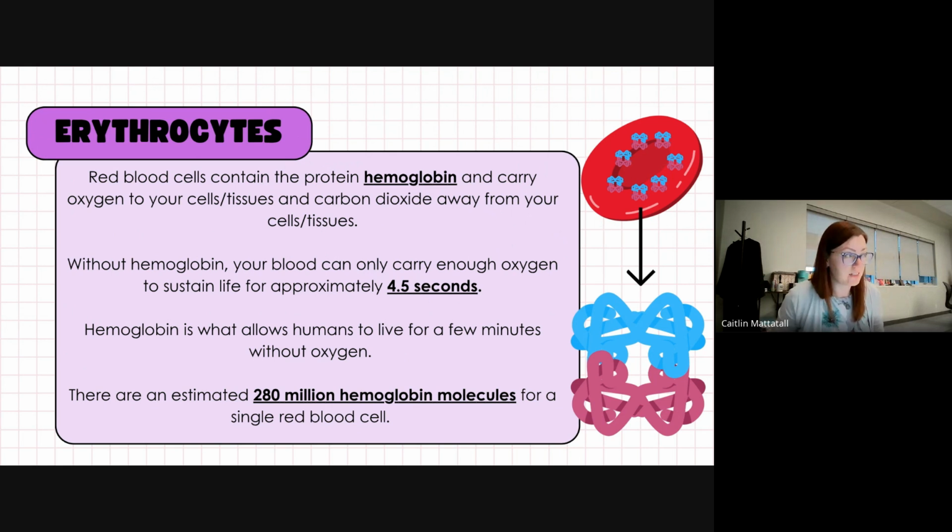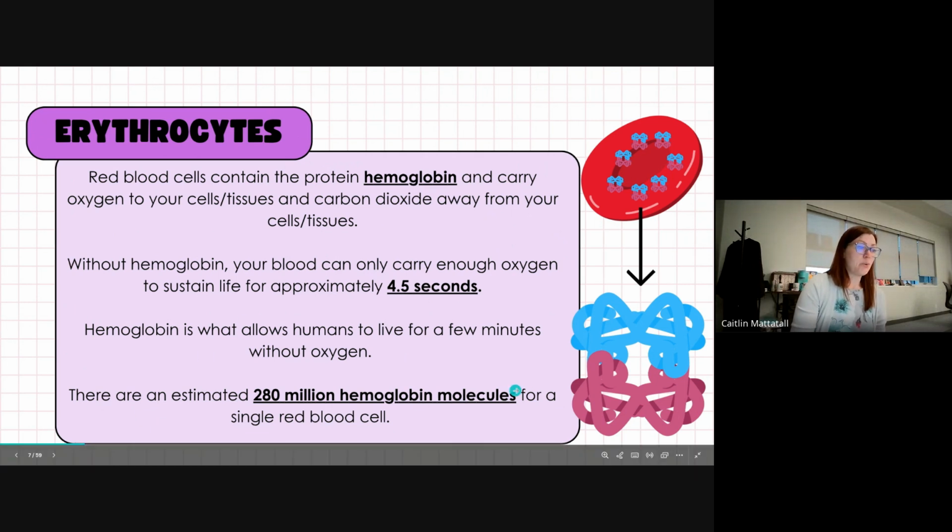The reason I say that is if you didn't have the amount of hemoglobin molecules that we have on our red blood cells, you would be able to stay alive for approximately 4.5 seconds. So you'd basically be able to take a breath, breathe out, and then pass away. Hemoglobin is what allows you to hold your breath and not just pass out. Hemoglobin is what's keeping you alive. We're going to get into a little bit of detail about what the hemoglobin molecule is. And we're going to keep coming back to it over and over again because it impacts every single system, for the most part, that we talk about.